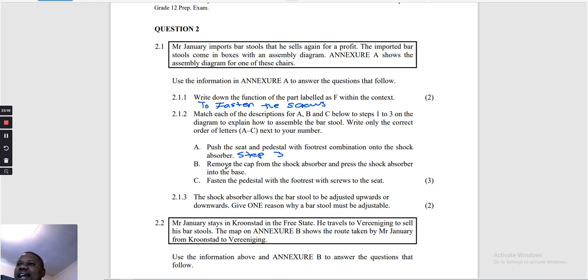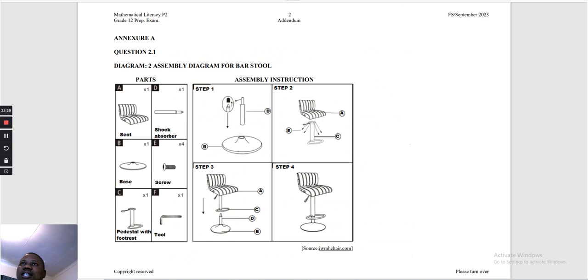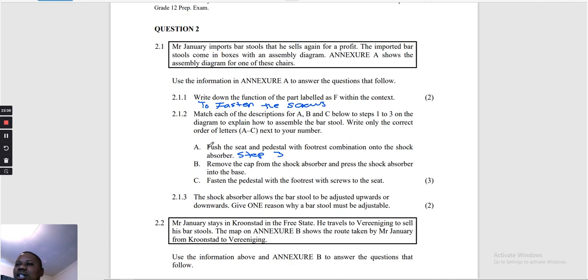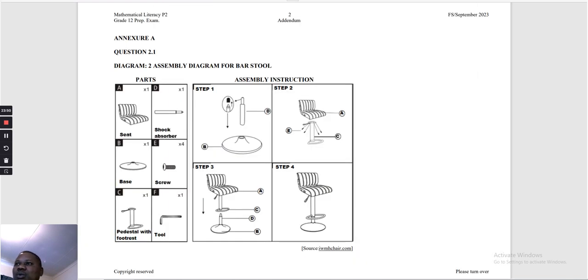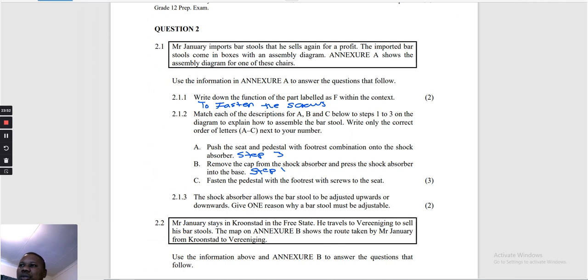B, they say remove the cap from the shock absorber and press the shock absorber into the base. Now we are attaching the base and the shock absorber. So that is step number 1. So B is step 1 here. Then number C, they say fasten the pedestal with the footrest with the screws to the seat. So that is step number 2 there. That is step 2.